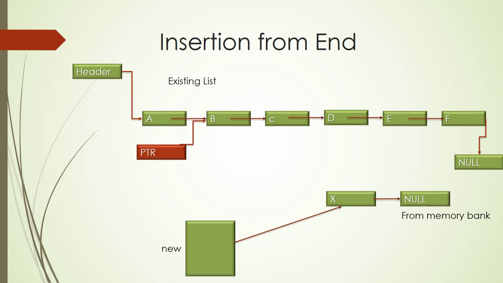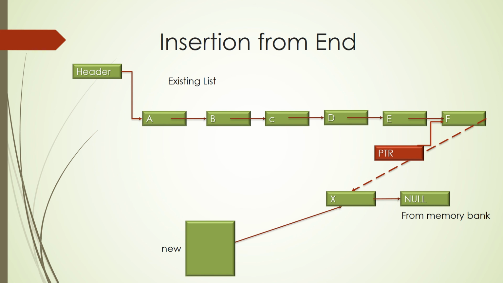So you are advancing PTR from the first node to the second node to the third node, and so on, until you reach a point where the link value of the node is null. PTR is right now at F, and F has the link value null. What happens? You are updating the null to point to new. You are updating the null pointer with the address of the newly created node and taking that null out. This becomes the modified list.